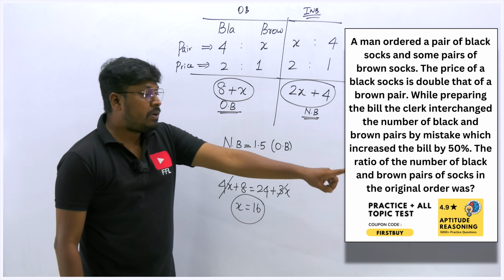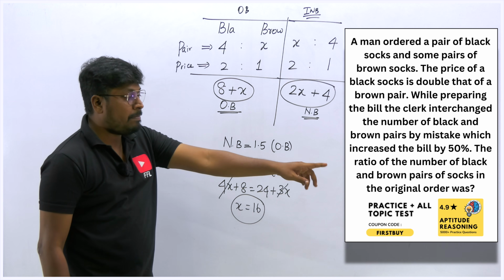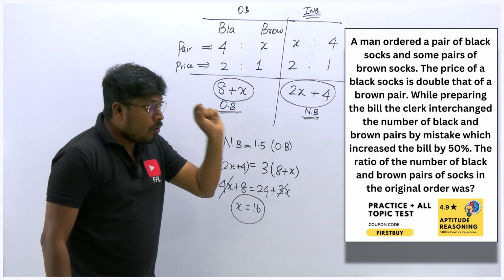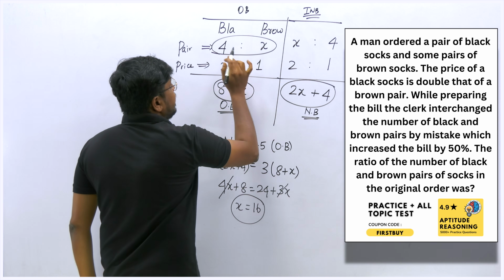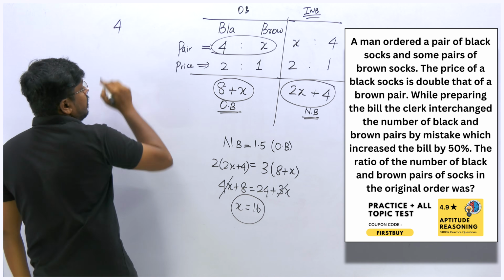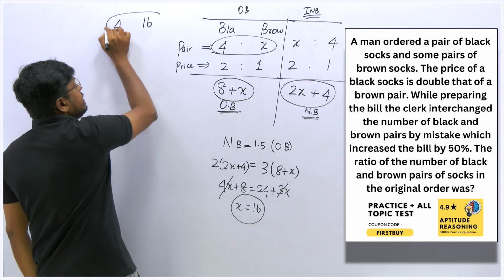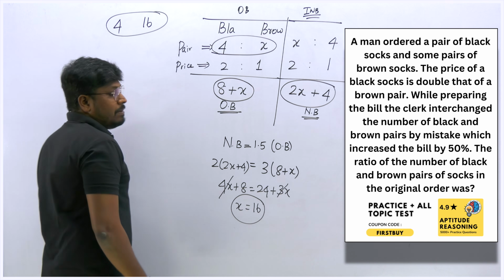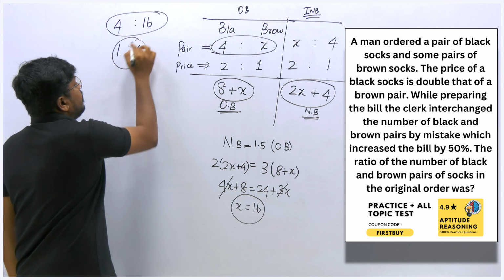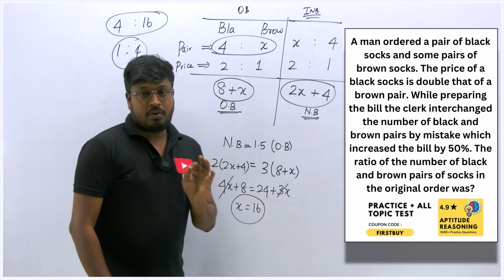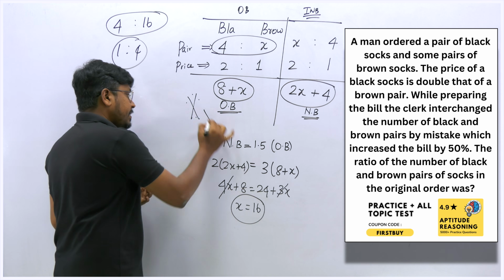Now according to the question, our target is to find the ratio of the number of black and brown pairs of socks in the original order. Original order means this is the original order, right? So we know the black, what he ordered, is 4. What about the brown socks? X we found out is 16. So 4 and 16 will be the ratio. Once you cancel it, it will be 1:4. So 1:4 is the answer for this question. So friends, most important concept, right?